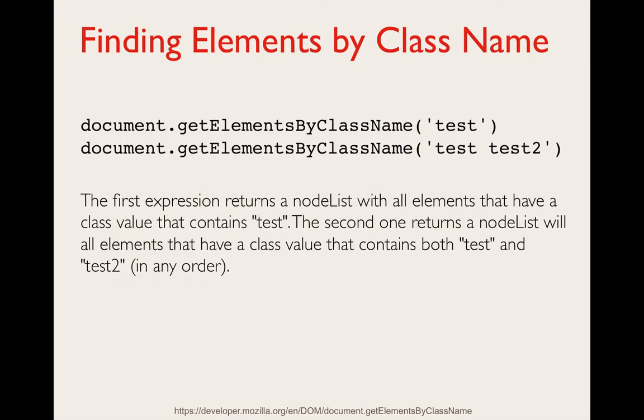So what does that look like? GetElementsByClassName, and the top one is on a single class, and in the second one there are 2 classes we're looking for: test, space, and test2. It's very similar to the way you define classes in HTML, just separate them with some white space. The first expression returns a node list with all the elements that have a class value that contains test. But the second one returns a node list with all the elements that have a class value that contains both test and test2 in any order.